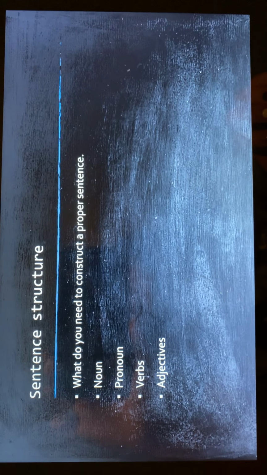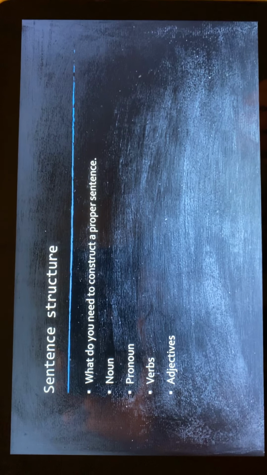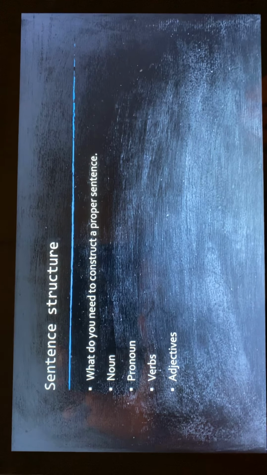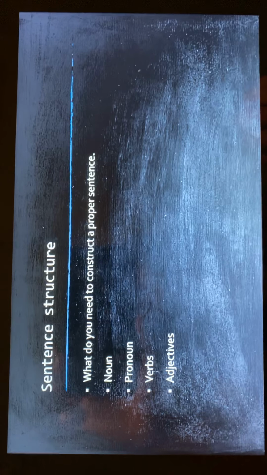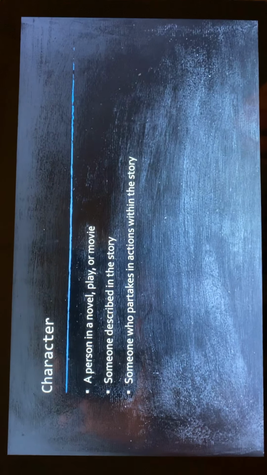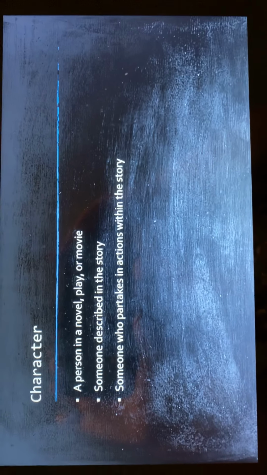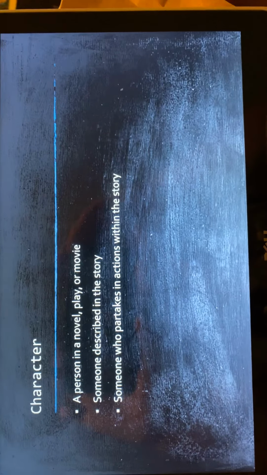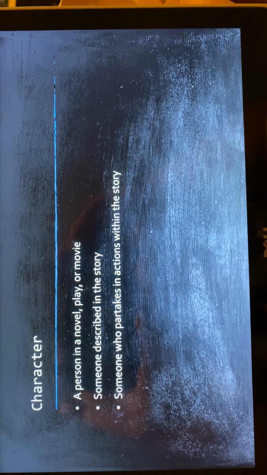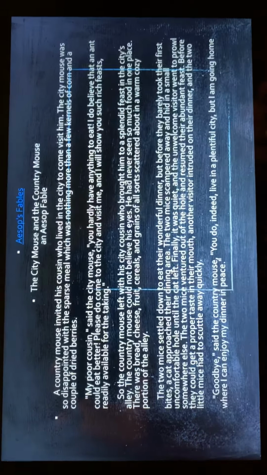Then we'll talk about sentence structure. So what do they need to construct a proper sentence? So they need a noun or a pronoun. They need an action or a verb, and then adjectives and adverbs to put some fluff in there. So characters we talk about as a person in a novel, play, or movie, someone described in the story, and someone who partakes in actions within that story.